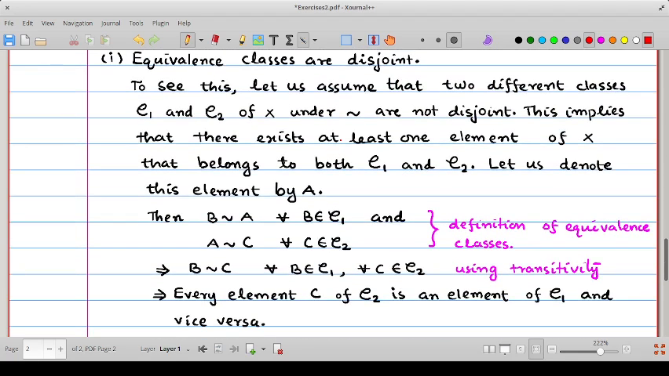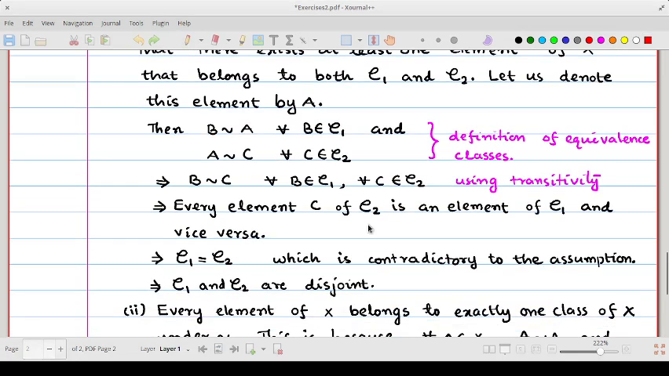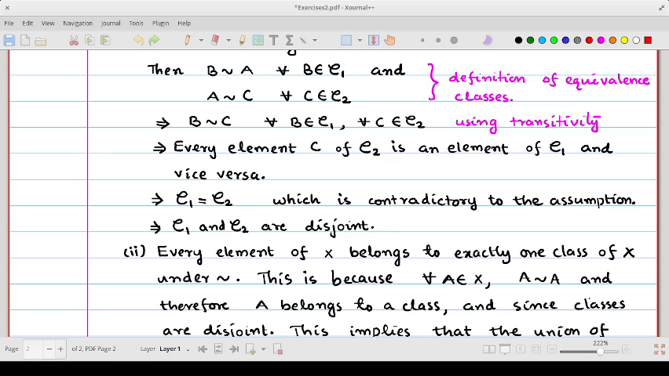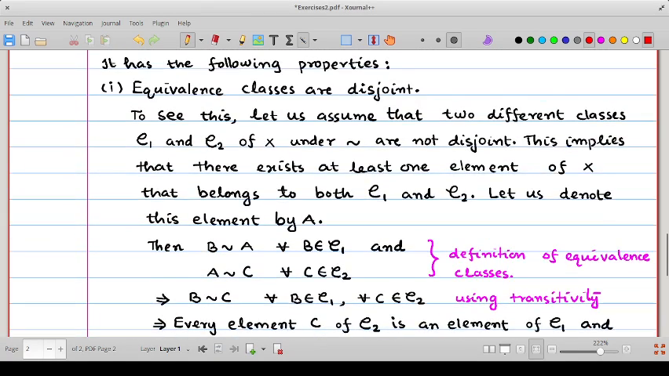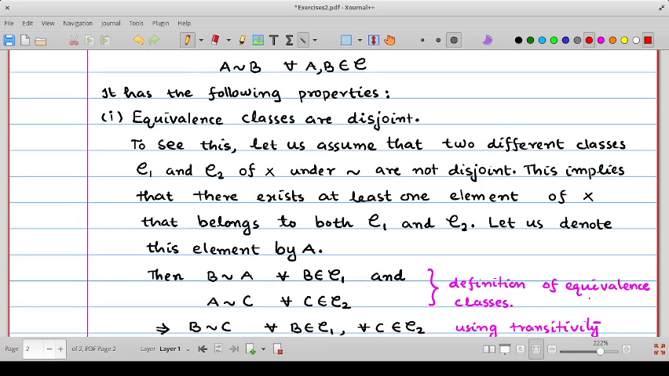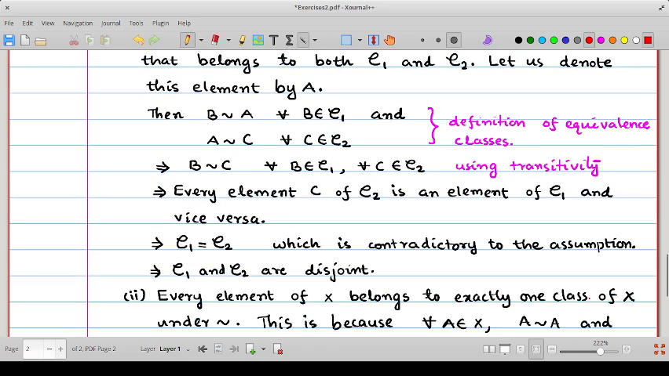So what we started out with was that C1 and C2 were two different classes and they were not disjoint. That means there was at least one element which was common to both C1 and C2. Then it followed from the properties of equivalence relation that every element of C1 is an element of C2 and vice versa. So that would mean that C1 is equal to C2, so C1 and C2 are not different. They are the same, which is contrary to our initial assumption that C1 and C2 were two different sets.